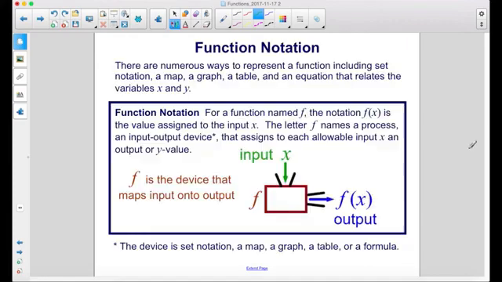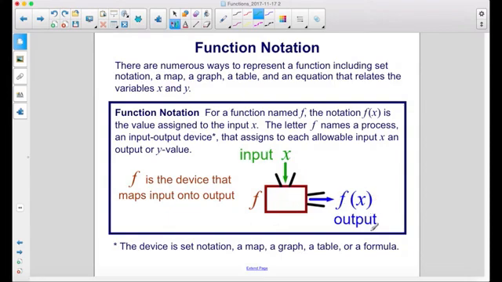Evaluating functions. Function notation. There are numerous ways to represent a function, including set notation, a map, a graph, a table, or an equation that relates the variables x and y. Function notation is as follows. For a function named f, the notation f of x is the value assigned to the input x. The letter f names a process, an input-output device that assigns to each allowable input x an output or a y value. So if you put a value in here for x, you will get out a y value, or f of x output.